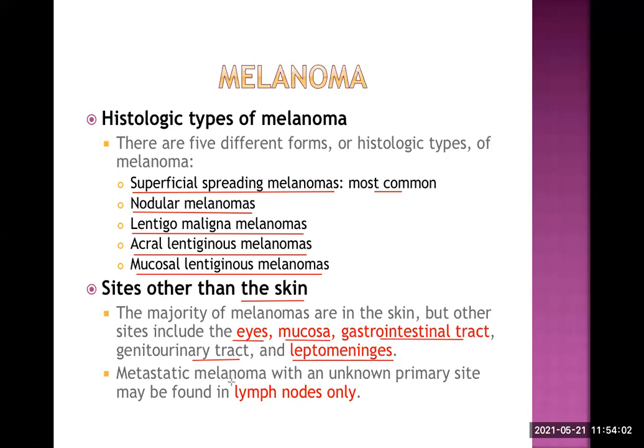Metastatic melanoma with an unknown primary site may be found in the lymph node only. So some of the patients may present like that. They do not have the primary visible or obvious site, but they may present with a big lymph node enlargement.